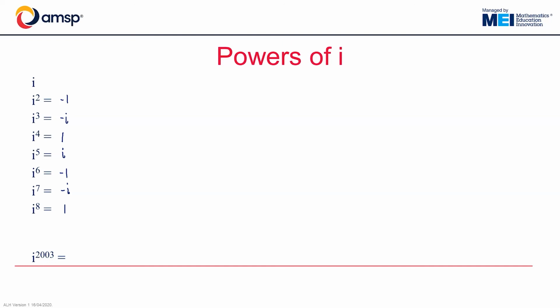So what about i to the 2003? Did you spot the pattern? Every fourth one we get back to 1. So i to any multiple of 4 equals 1. Which means that i to the 2003 is the same as i cubed, which is equal to minus i.